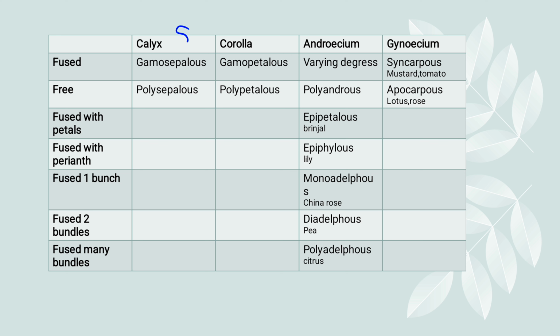Calyx is whorl of sepal. Corolla is whorl of petal. Androecium is whorl of stamen. Gynoecium is whorl of carpel or pistil. If sepals are fused, it is called gamosepalous, and if free, it is called polysepalous. If petals are fused, it is called gamopetalous. If free, it is called polypetalous. Androecium is fused to varying degrees.